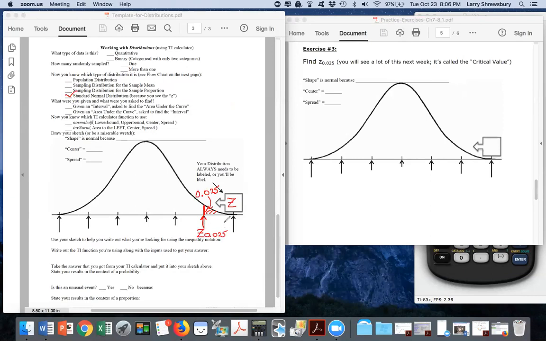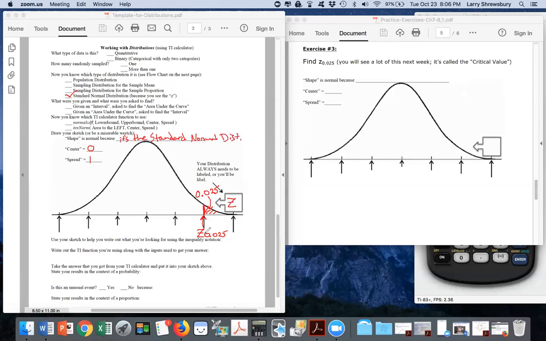Now, once you have that, you realize that the center is 0 and spread is 1 because it's the standard normal. Shape is normal because it's the standard normal. Part of the name is that it's a normal distribution.